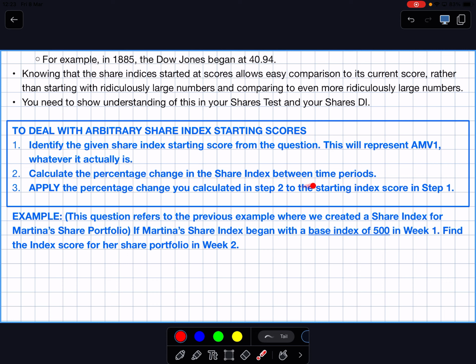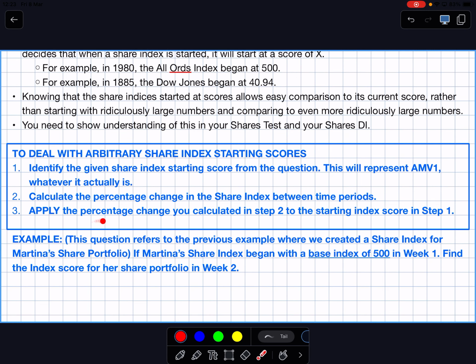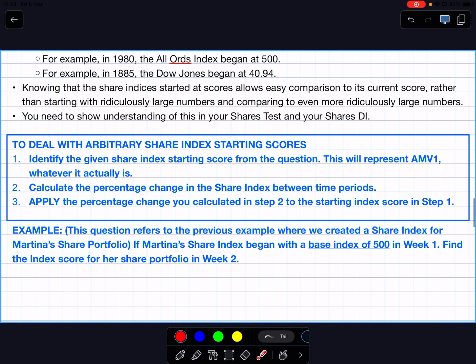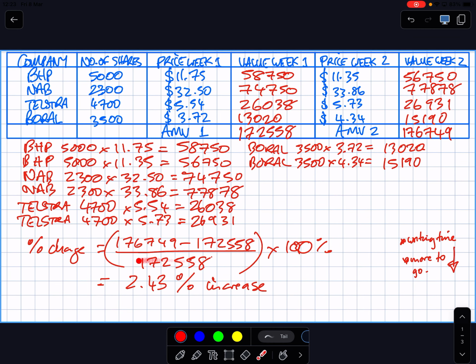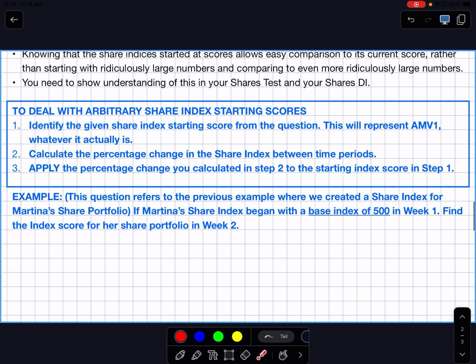Step 2, calculate the percentage change in the share index between time periods. Did I show you that in the previous video? How do I find percent change? And step 3, apply the percentage change you found in step 2 to your starting score in step 1. So how are you going to deal with this arbitrary share index? I'm going to scroll up quickly and come back. Did we find the actual percentage change on Martina's portfolio here? Yeah, 2.43. So I'm just going to quickly write that down. 2.43%. All I need to do is apply this 2.43% change to the starting score that I'm given.